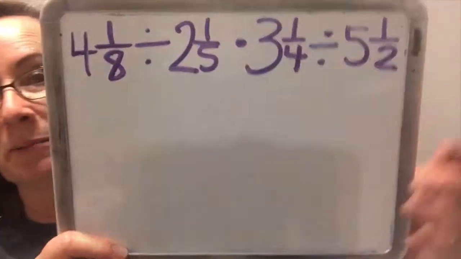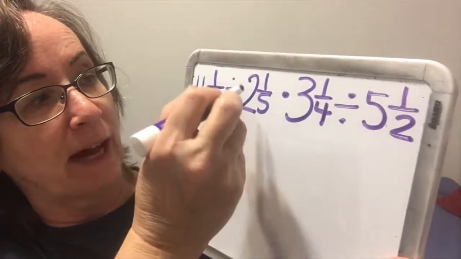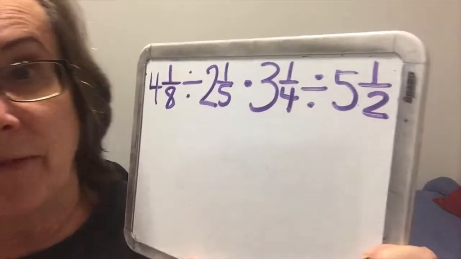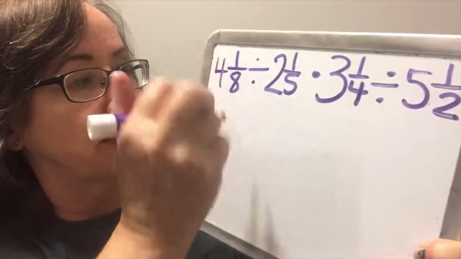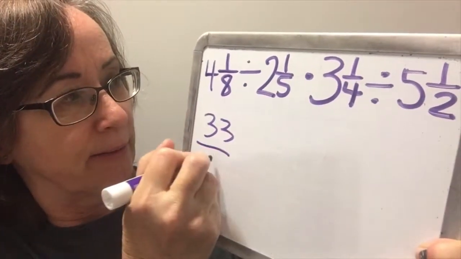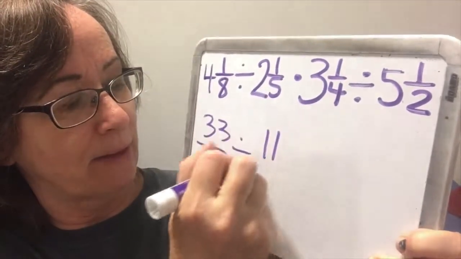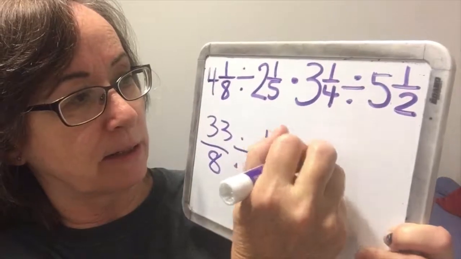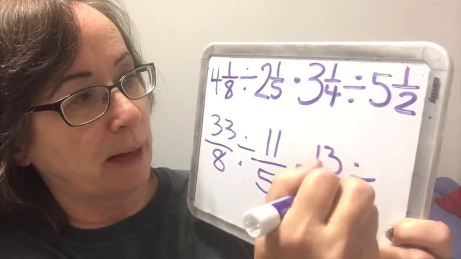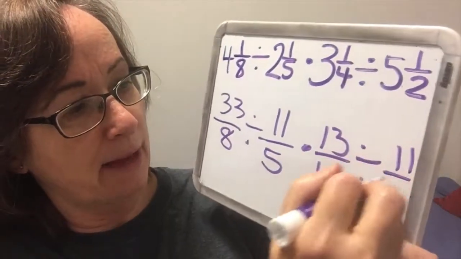Okay, so now we're going to do a doozy of a problem. Look at that. We have 4 things that we're going to do. We're going to say 4 1/8 divided by 2 1/5 times 3 1/4 divided by 5 1/2. Oh! So now, 4 times 8 is 32 plus 1 is 33/8 divided by 2 times 5 is 10 plus 1 is 11/5 times 3 times 4 is 12 plus 1 is 13/4 divided by 5 times 2 is 10 plus 1 is 11/2.